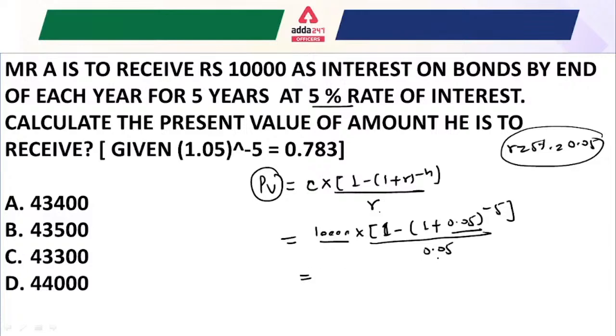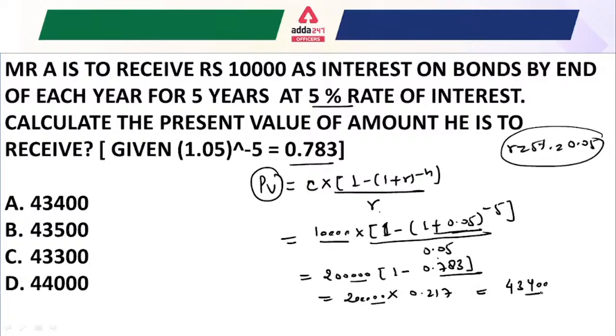Now if you solve this, you will get a value of 2 lakh something. Here 1.05 to the power minus 5, that value is already given in the question, that is 0.73783. So write that here, and now you only have to calculate this. Just tell me what the value is here. That value is 0.217, right? So this will be your 43,400 rupees. That would be your value.